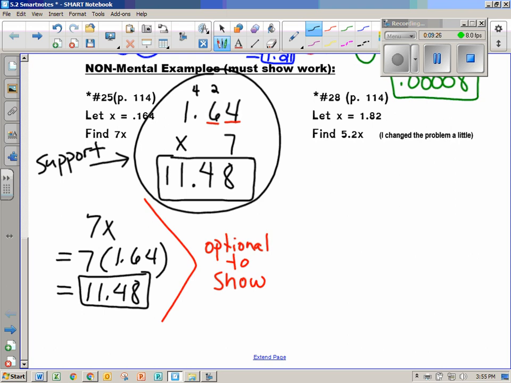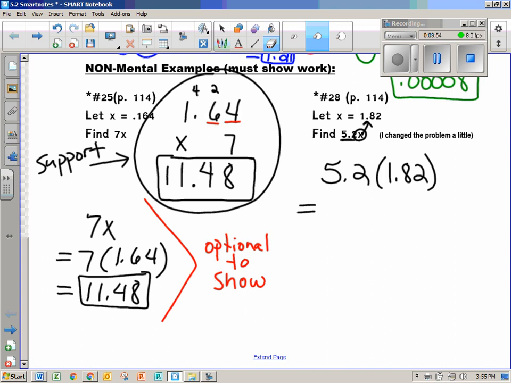All right, let's try another one. This one's got a little bit fancier decimals since number 25 had a whole number, and this one has no whole numbers in it. So we've got to multiply 5.2 times x, and x is 1.82. So we've got to multiply 5.2 times 1.82. We're looking for that result.